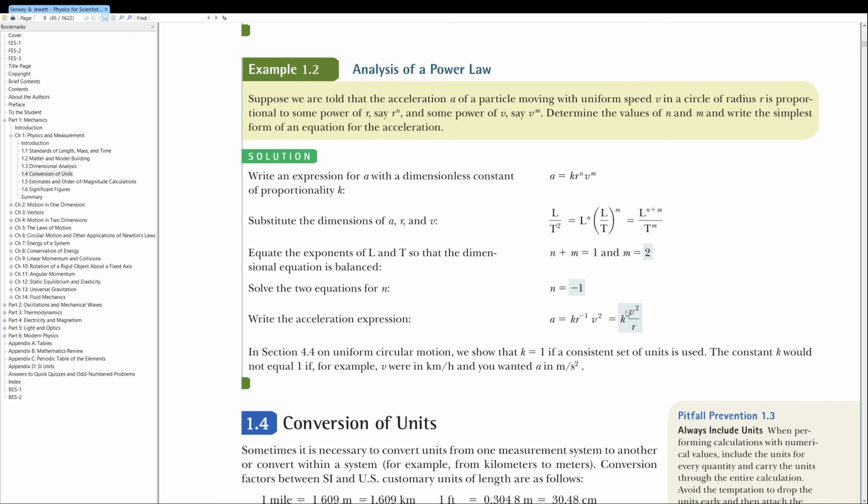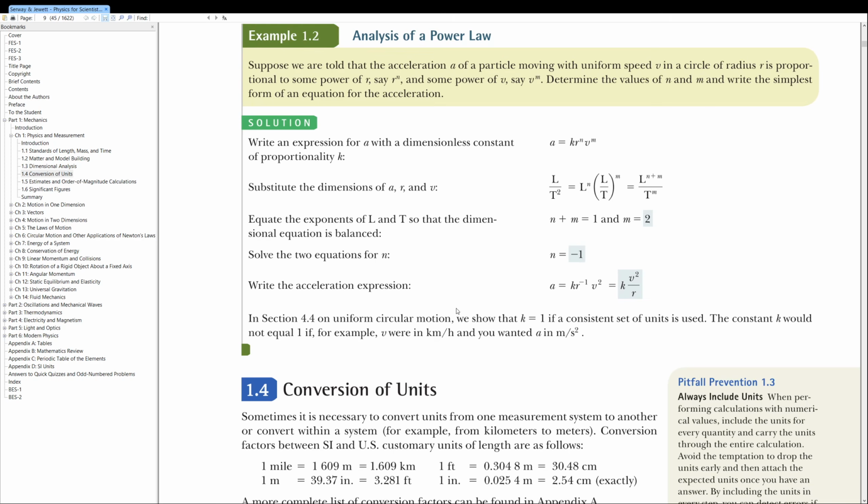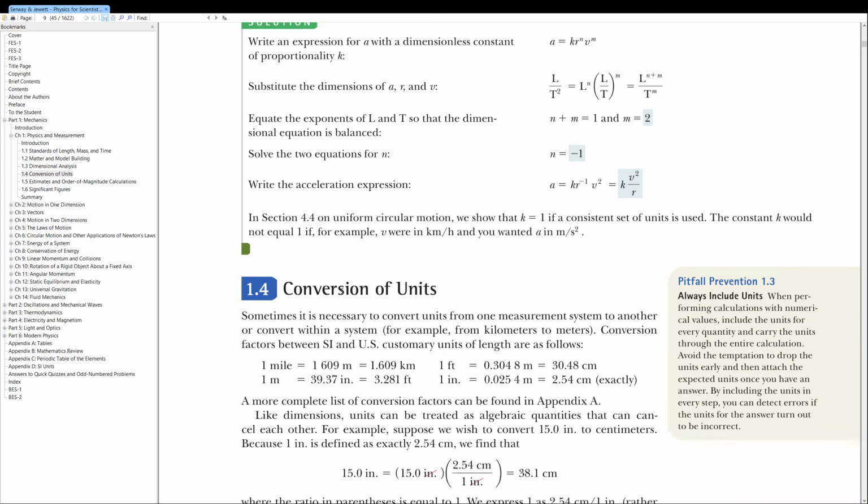So acceleration is related to the square of the velocity of the object divided by the radius. So we don't know what that proportionality constant is. It kind of doesn't matter in many cases because we know if we double the velocity, the acceleration will be 4 times as much. If we double the radius, then the acceleration will be half as much, right? And indeed, if you go to section 4.4, it'll tell you that the equation is, I believe, k equals 1. So the equation is a equals v squared over r. That's the actual equation. So we got close, right? We got pretty dang close.